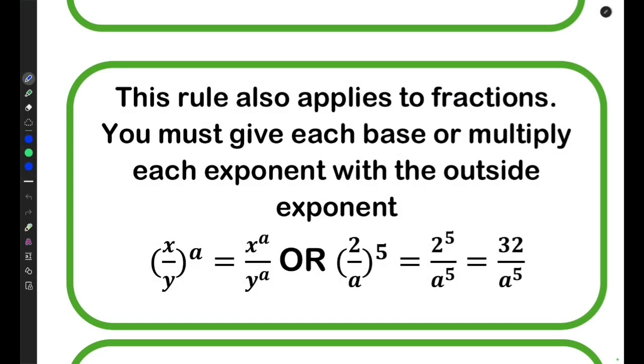The next law is very much the same as what we just discussed. Now it's just a fraction on the inside of the bracket. So the same rule applies. The outside exponent goes to the top, the numerator, and it goes to the bottom, the denominator. That's why with our example, 2 over a, all to the power 5, will just be 2 to the power 5 over a to the power 5. So the top and the bottom get that outside exponent.